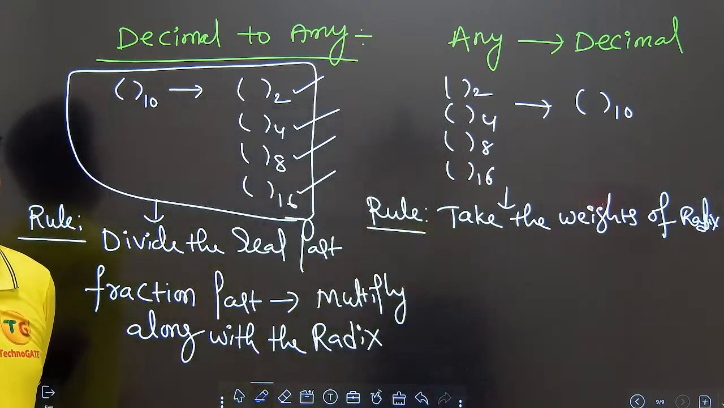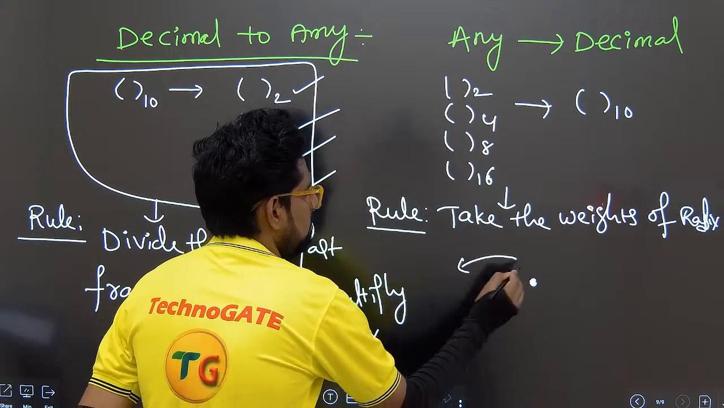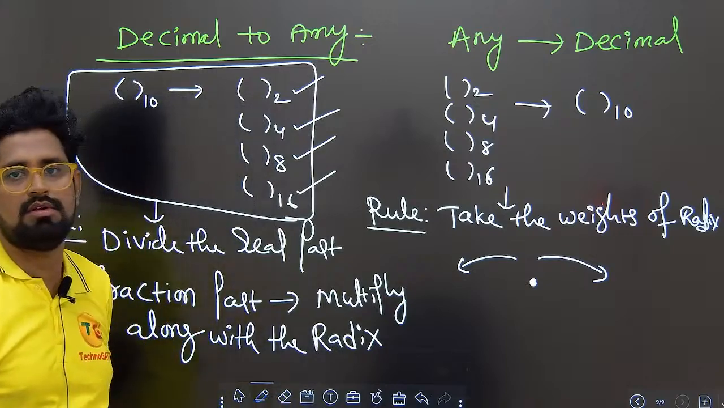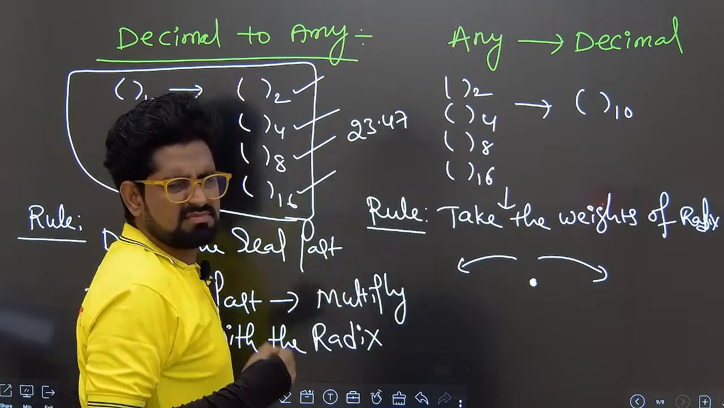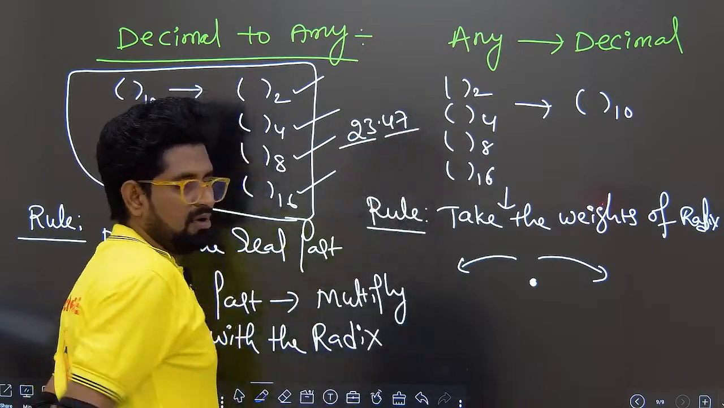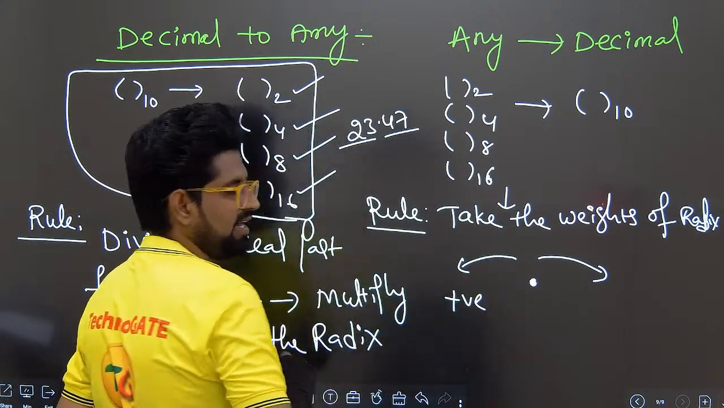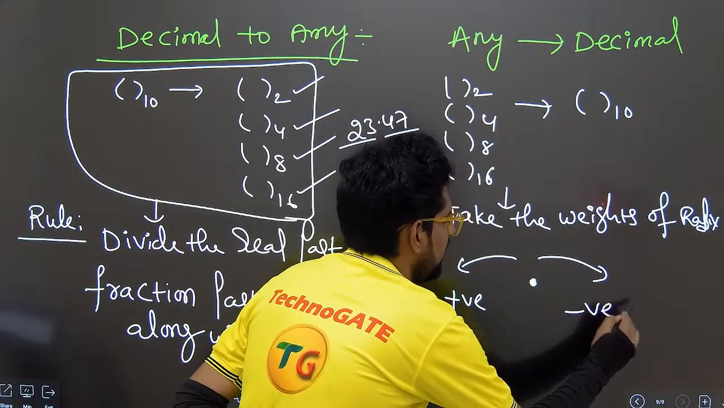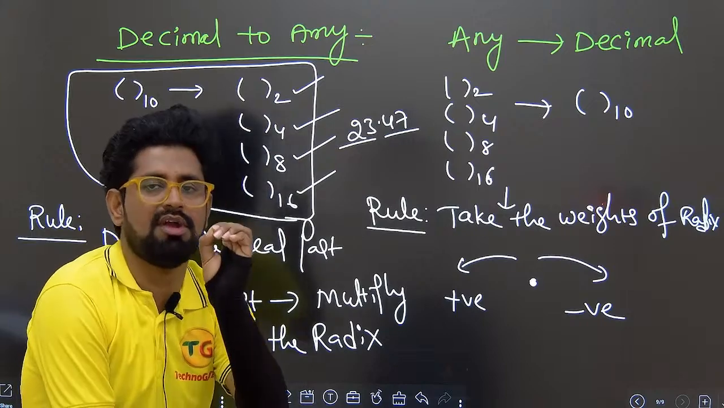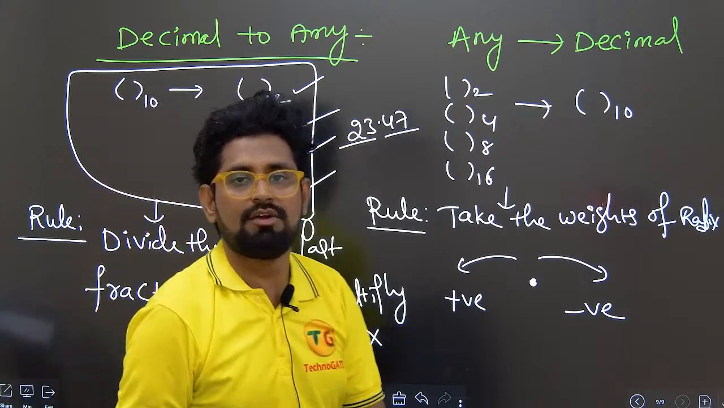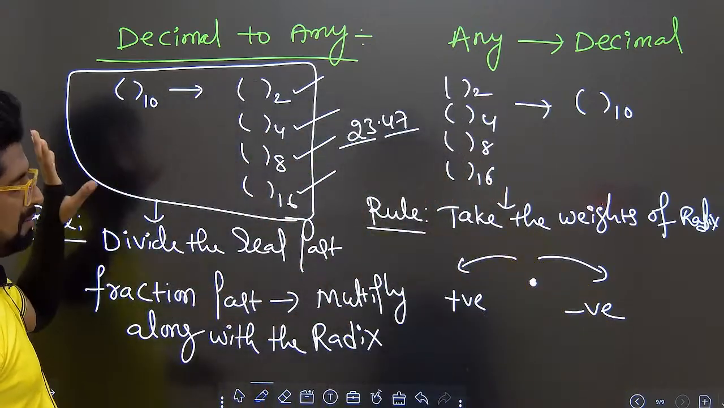Okay, take the weights of radix. So again, this part and this part. For example, if I write 23.47 like this, there is a real part and a fraction part. Two parts are there, right? So this side we will take positive weights, this side we will take negative weights. What is positive weight and what is negative weight, I am going to explain very clearly with one example. Just now observe the rules, try to remember these rules.